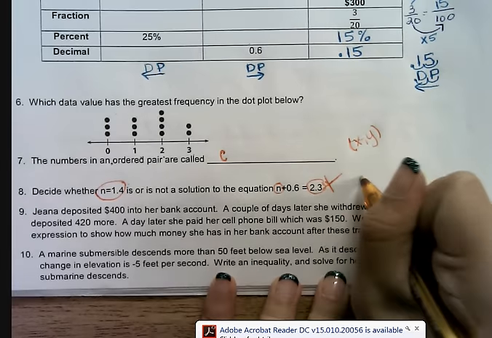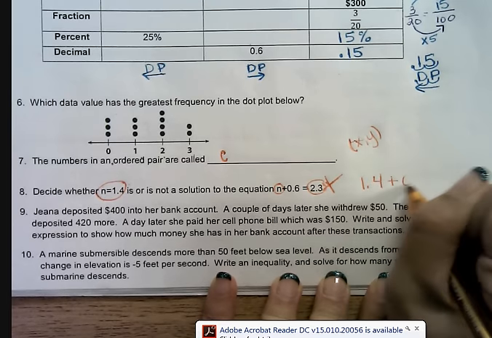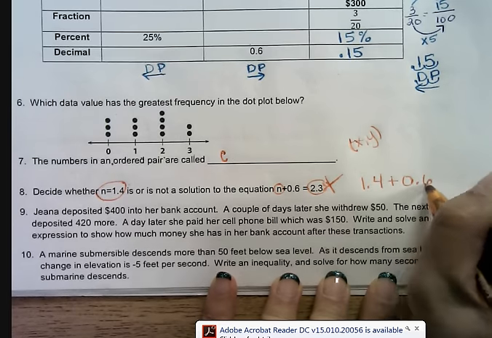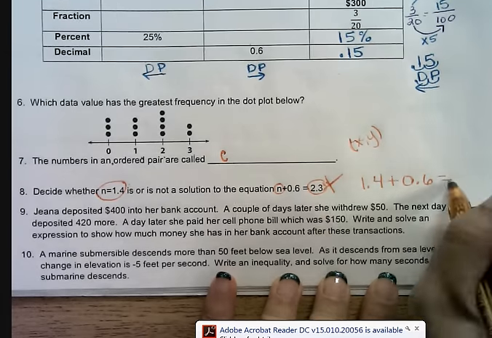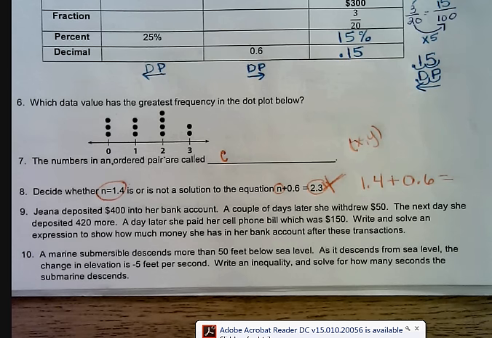So let me set this up for you. 1.4 plus 0.6. Tell me what it equals. If it equals 2.3, it's a solution. If it doesn't, it is not. Don't forget, line up your decimals.